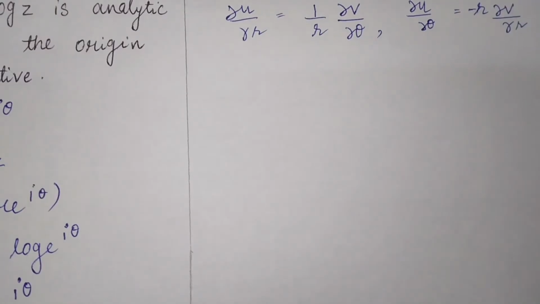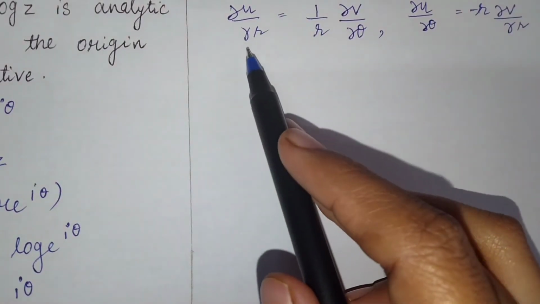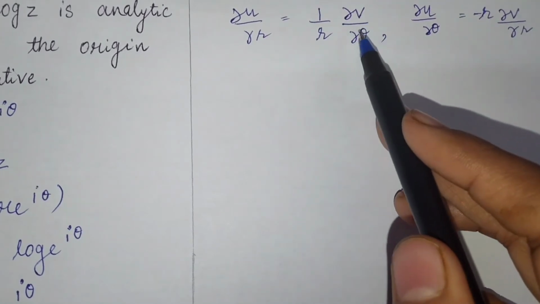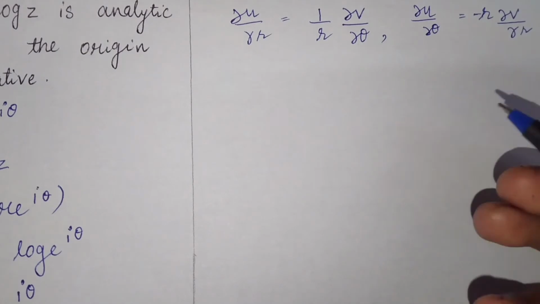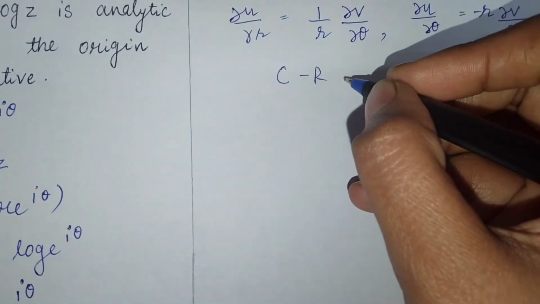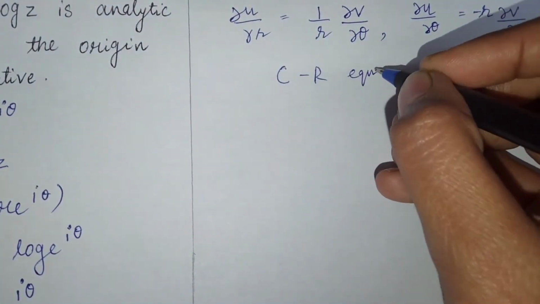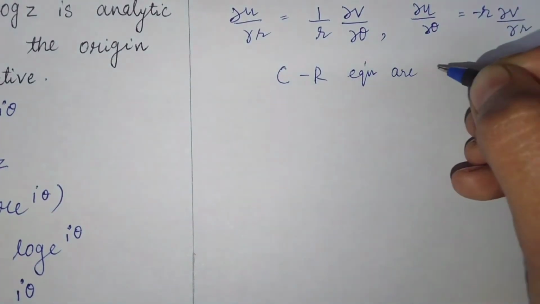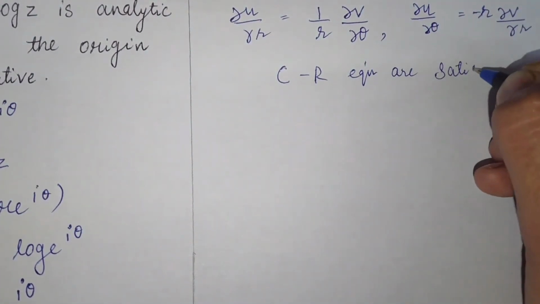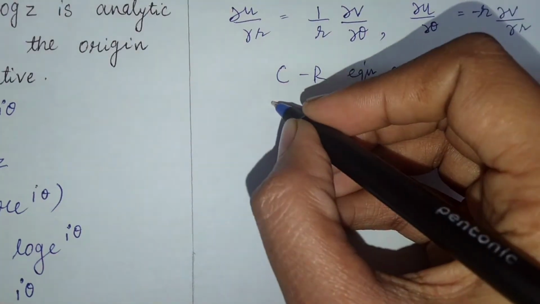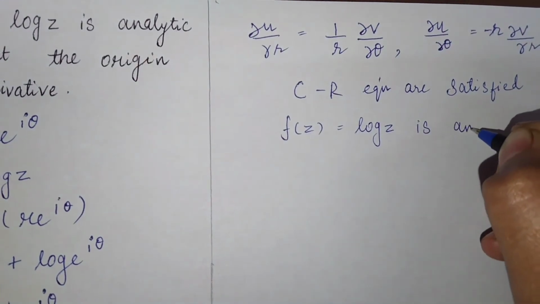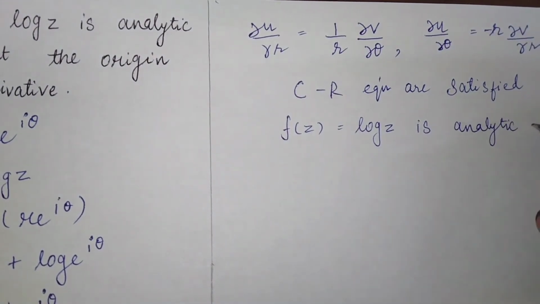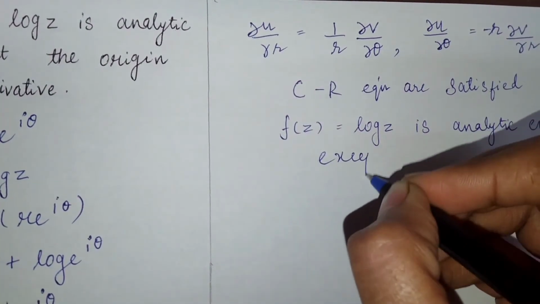So again these conditions are satisfied because del u by del r is 1 by r and del v by del theta is 1. So again both are equal to 0. So the Cauchy-Riemann equations are satisfied. So we can write that f of z equal to log z is analytic everywhere except at origin.